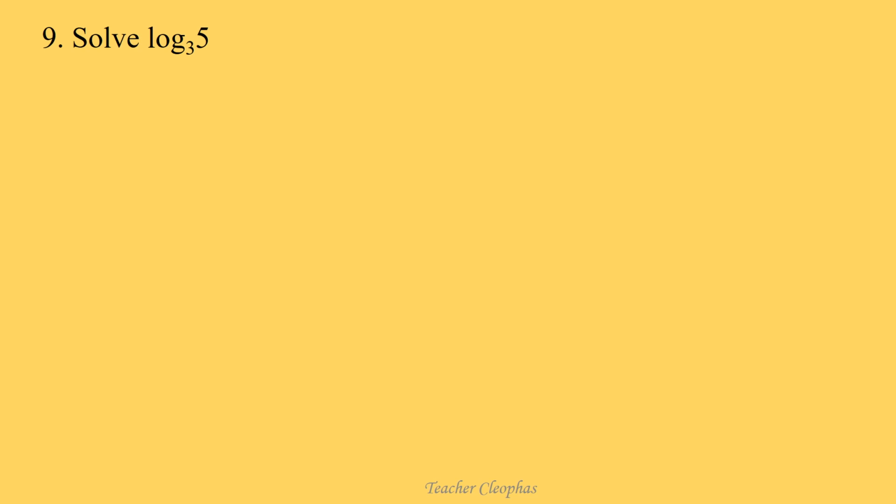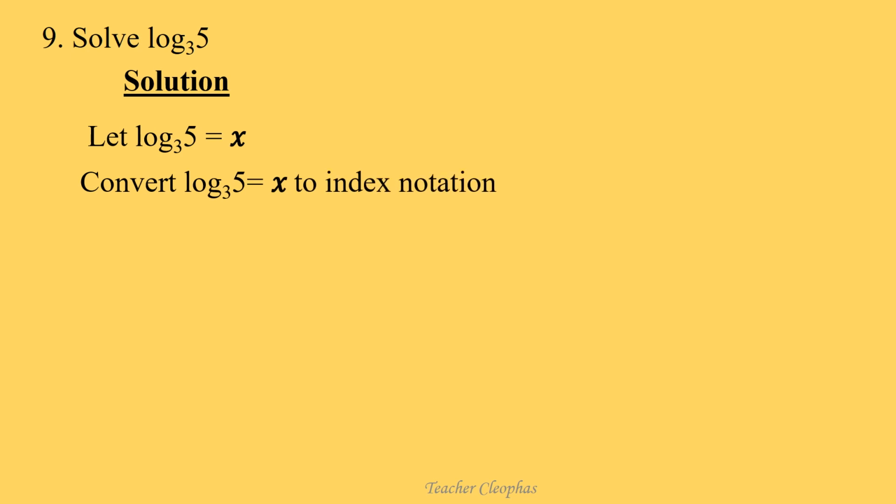Question 9. Solve logarithm of 5 to base 3. Solution. We need to let logarithm of 5 to base 3 be equal to x. Then we convert to index notation, which becomes 3 power x equals 5. Now the question is, can 5 be expressed to base of 3? No. So if this is not possible, then what do we need to do?